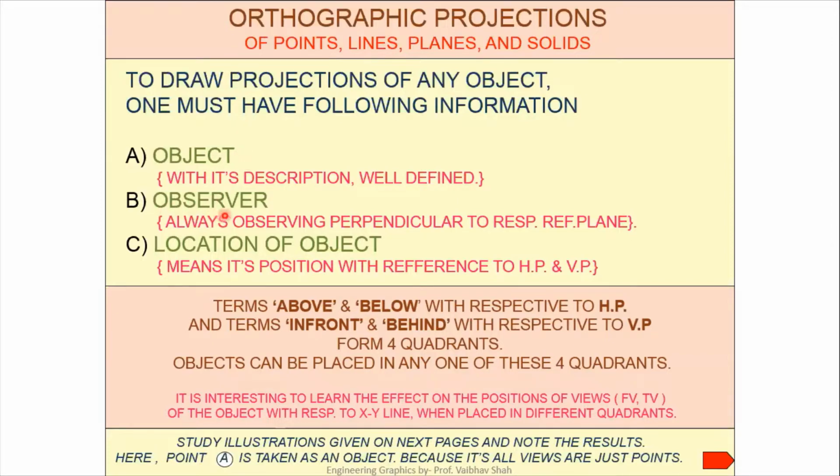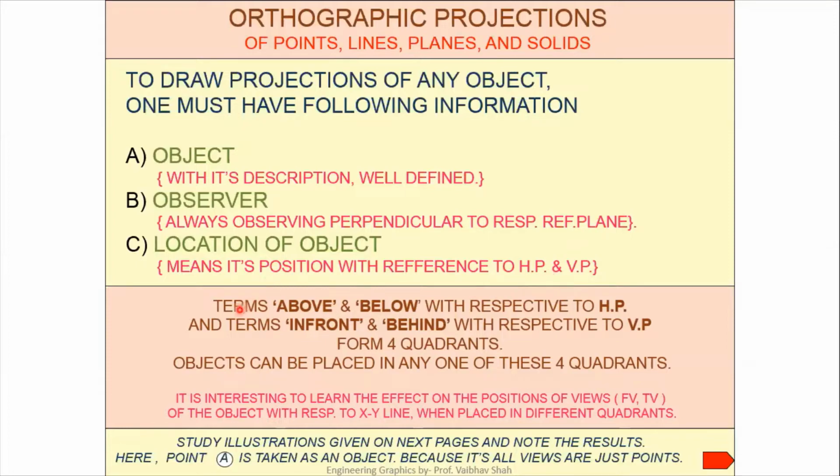B. Observer. Always observing perpendicular to the respective reference plane. Like HP and VP, you will be observing at a 90-degree direction to your reference planes HP and VP. C. Location of an object means its position with respect to HP and VP, either in the first quadrant, or second quadrant, or third quadrant, or fourth quadrant.